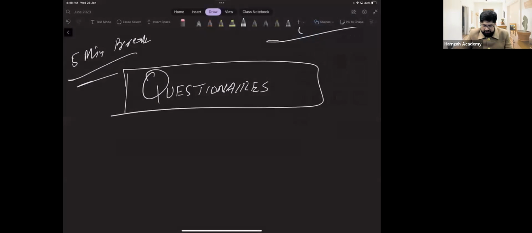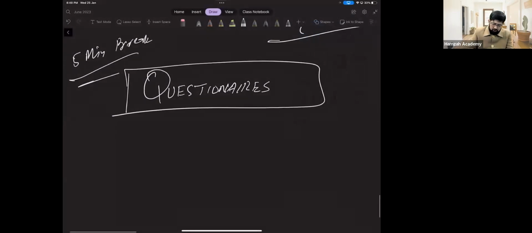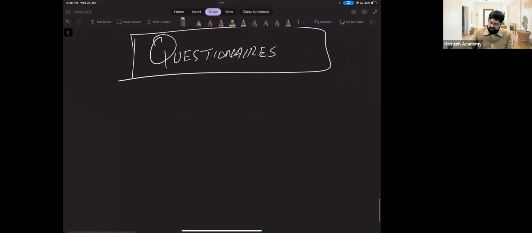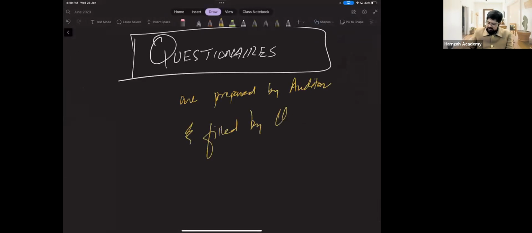So the topic is questionnaires. Questionnaires to record controls. Questionnaires are prepared by the auditor and filled by the client's staff. The auditor prepares the questionnaire regarding controls of the company and circulates it among the company's employees. They fill it, and these questionnaires are regarding controls of the company.